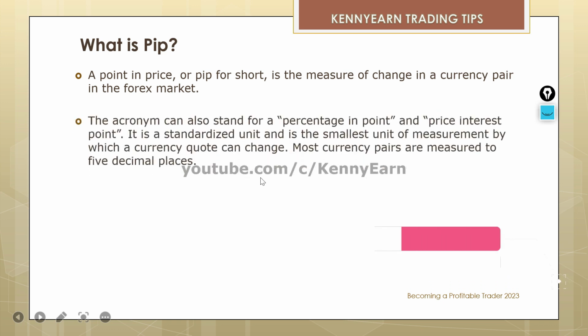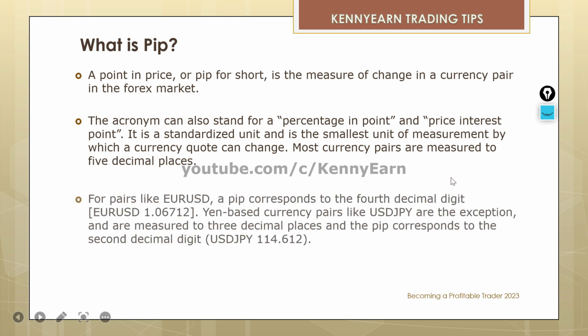The acronym can also stand for percentage in profit, percentage in points, or price interest points. That's all around pips. It is a standardized unit, and it is the smallest unit of measurement by which a currency quote can change. Most currency pairs are measured to 5 decimal places, some of them 4, some of them 2 or 3. I'm going to show you all that.